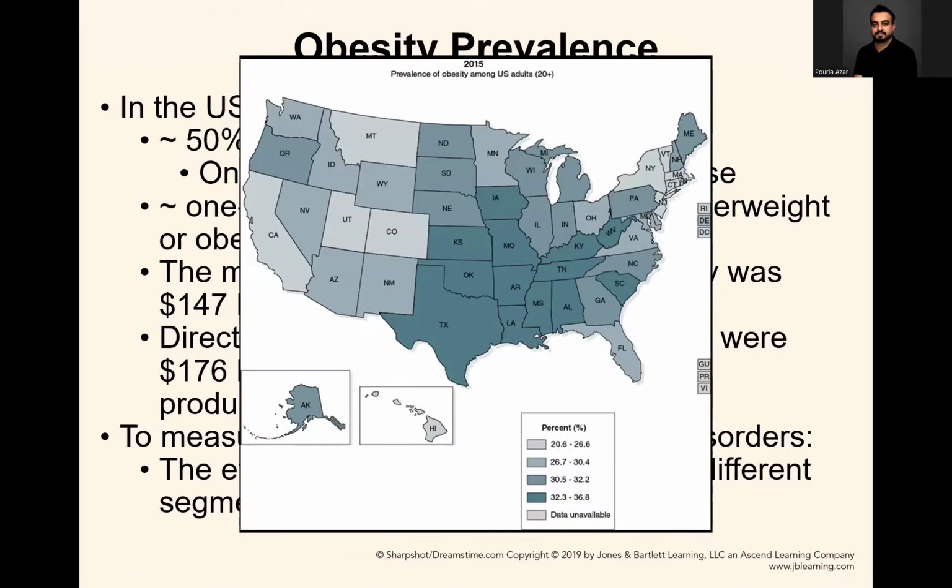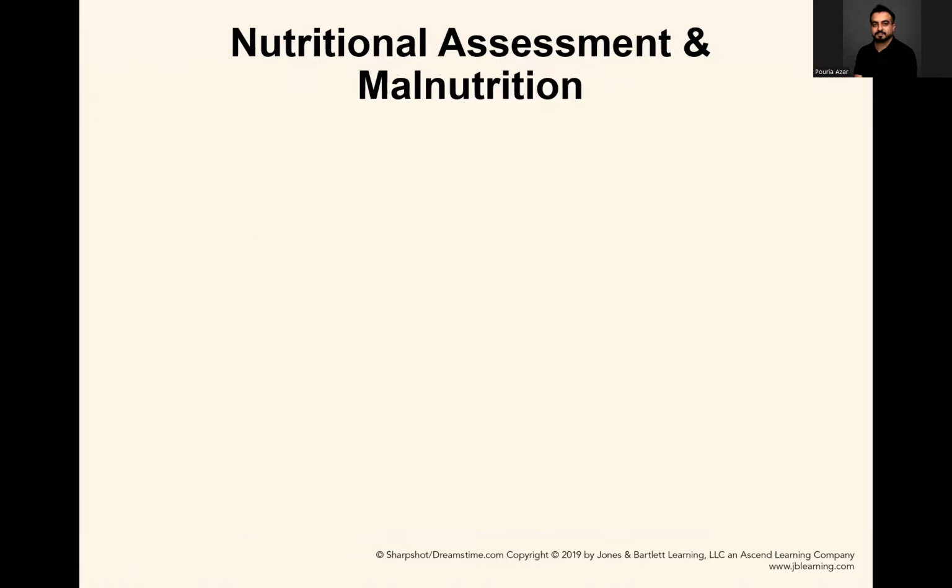And this map shows the rates of obesity by states. As you can see and as you can imagine, most of the southern states have higher obesity rates. We can see Arkansas, Louisiana, Mississippi, Alabama, Tennessee, Missouri, Oklahoma, Kansas, and Texas, and Iowa. These are among the states with high prevalence of obesity.